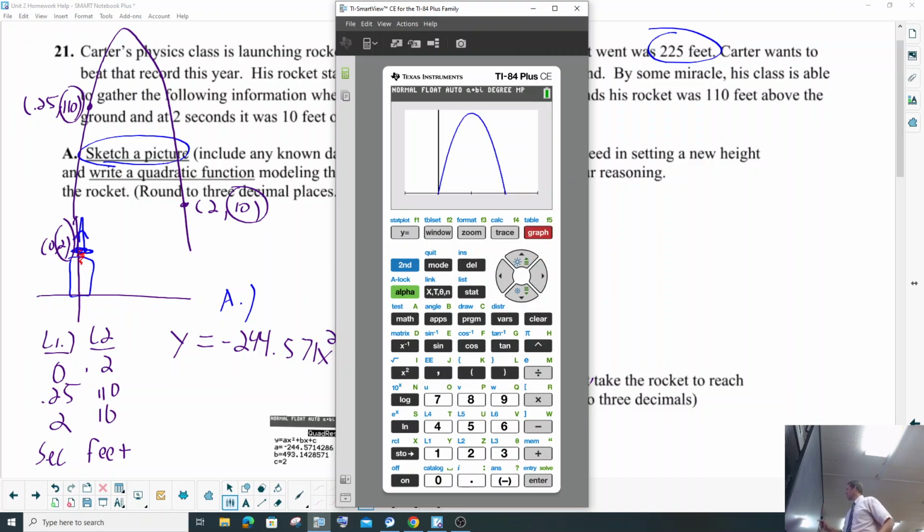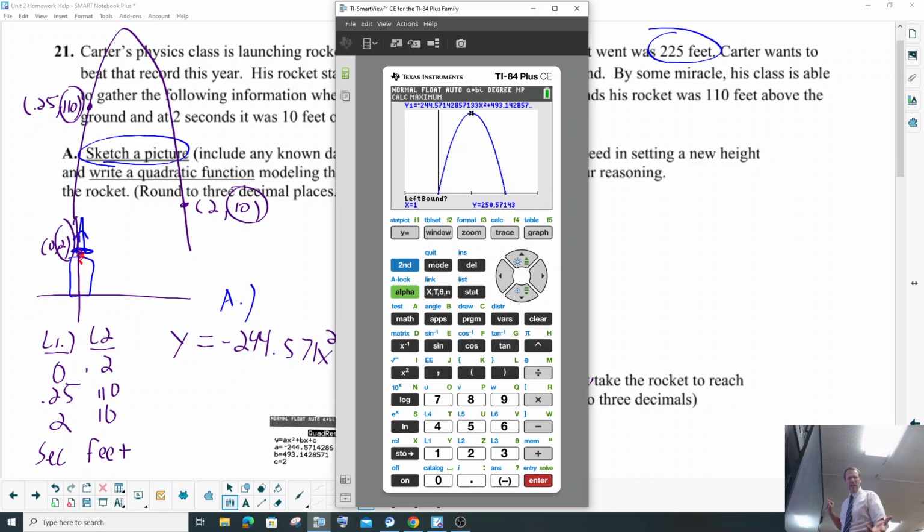Look at that. So we hit the trace button. Look, we're at the top. At 1 second, it goes 250.57 feet. Wow. Let's double check that's the maximum, though. You can use your calculator to find the maximum. Go second calc, second trace, second trace, second calc. It's option 4 for the maximum. There it is, option 4.